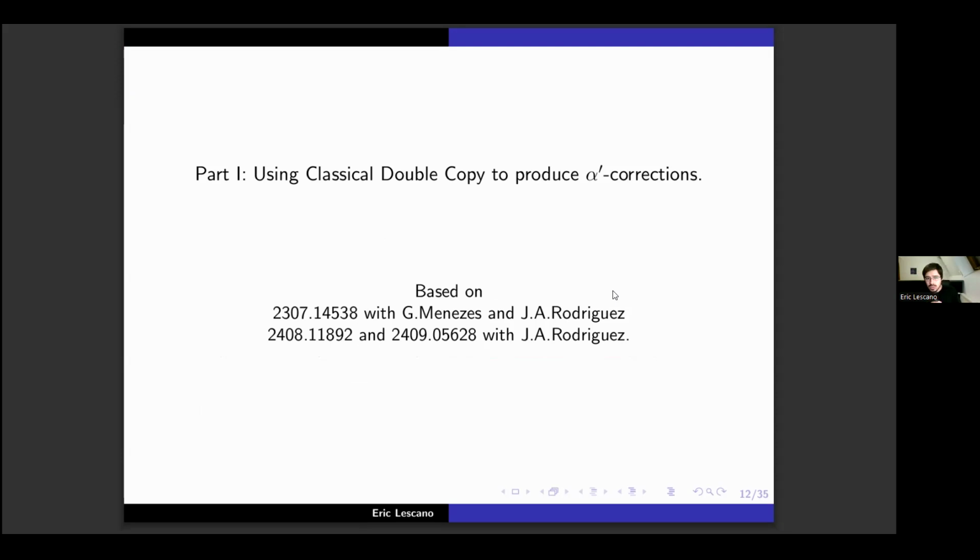And this is work with Gabriel Meneses from Rio de Janeiro. I think he's moving to Sao Paulo. I don't know if he's now in Sao Paulo, in his permanent position. And also with Ale Rodriguez, who is finishing his PhD at Buenos Aires University. So these are very recent works, and I am very glad that I am sharing these works with you at this moment.